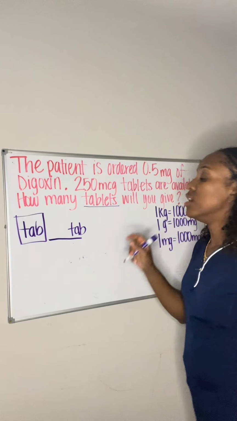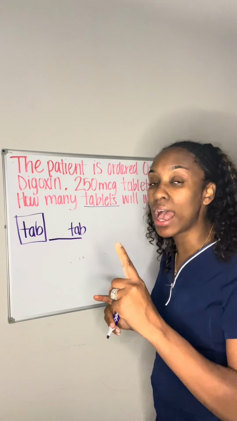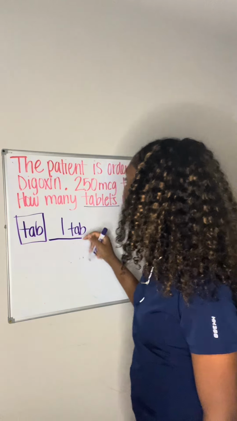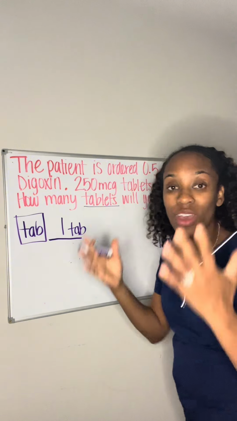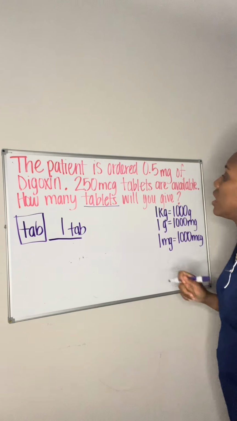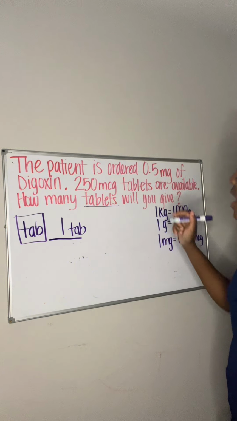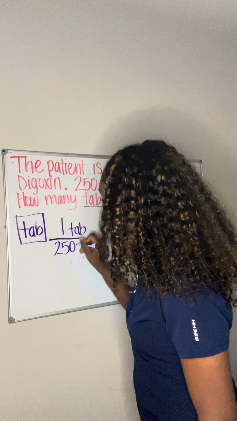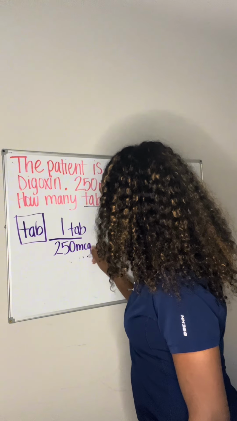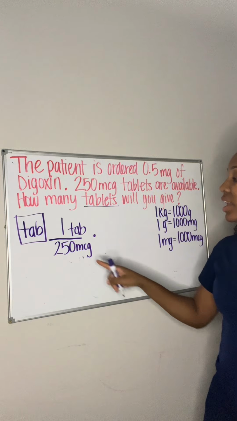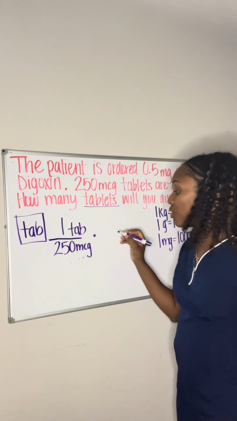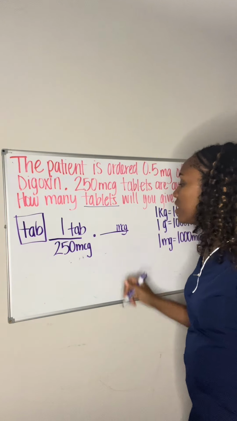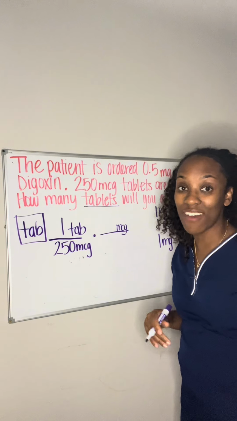All right. We have to determine how much 1 tablet is first before we can determine whatever the doctor ordered. So 1 tablet is equal to what we have available, 250 micrograms. All right. So because we have micrograms down here, we have to have micrograms on the top. Correct. All right. So let's go back to our problem. Let's see if we have any micrograms.